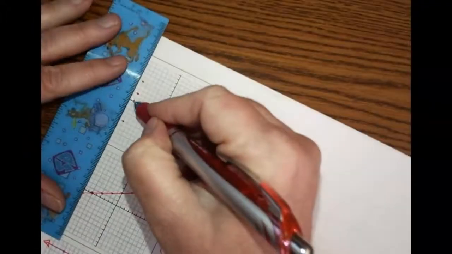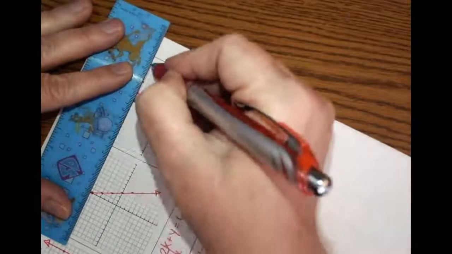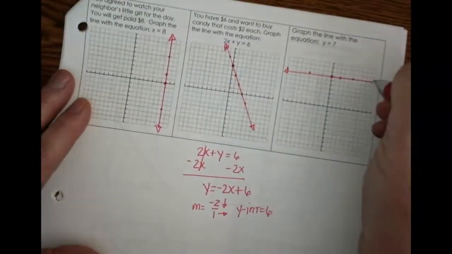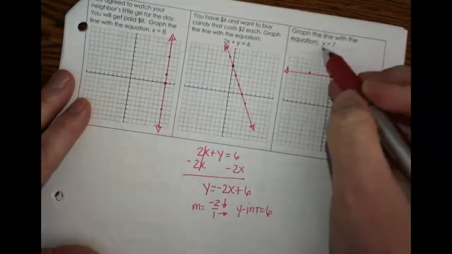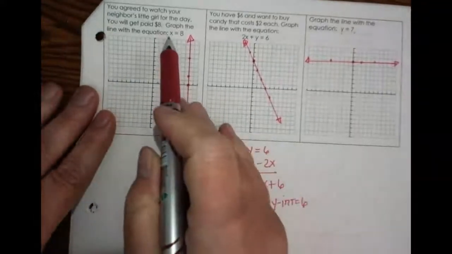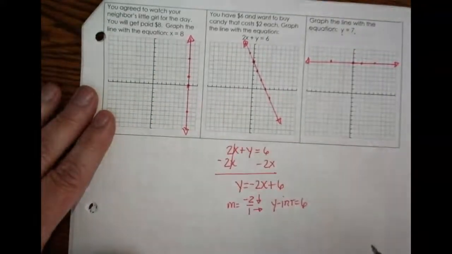So in this case, I'm going to turn this to make it a little bit easier to draw. I end up with this horizontal line that goes through the y-axis at number 7. Okay? This line went through the x-axis at number 8.